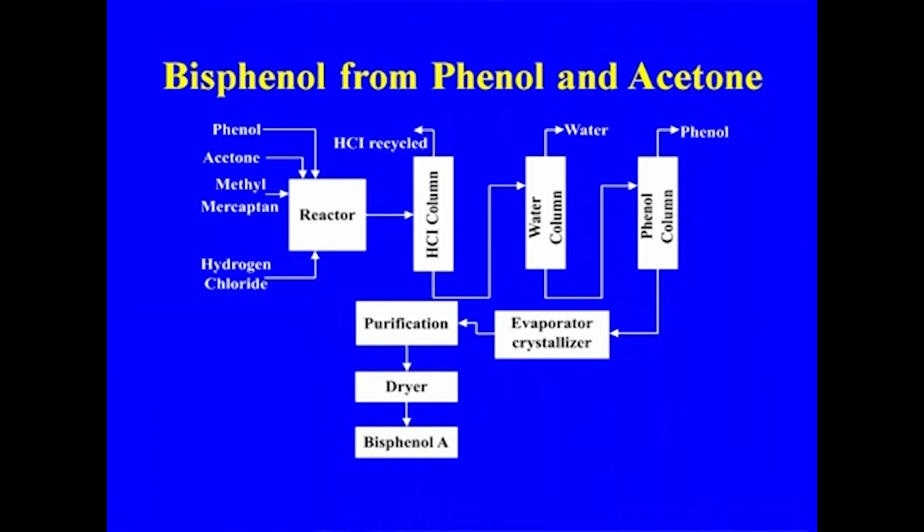This is the process flow diagram for the manufacture of bisphenol from the phenol and acetone route. So phenol, acetone, methyl mercaptan, and hydrogen chloride are going to the reactor. From the reactor, the product stream is going for the separation of the HCl and other impurities which are present. So that is the pure water, phenol. Then after the phenol recovery, the heavier end goes to evaporation, crystallizer, purification, die, and finally you are getting the bisphenol. So this is the process technology for the manufacture of bisphenol.